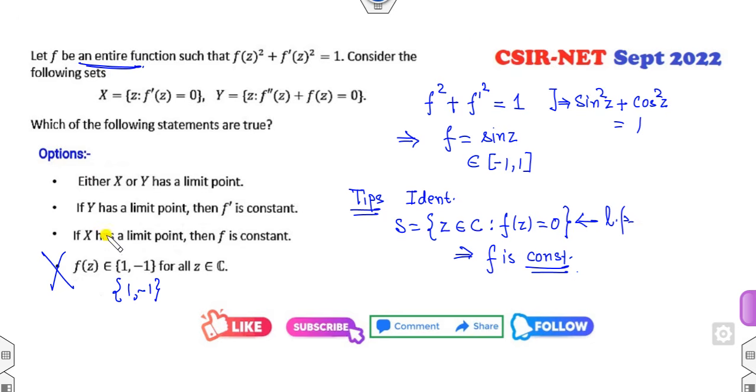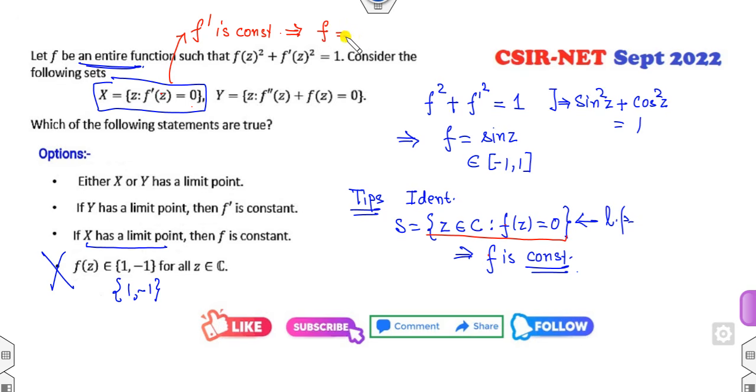Now look at that. If x has a limit point, if you compare this definition with this definition, instead of f, it is my f dash. What does it mean? That means f dash is my constant. So if f dash is my constant, what is my f? If f dash is my constant, if you integrate them, f is also my constant. So the third option is my correct option.